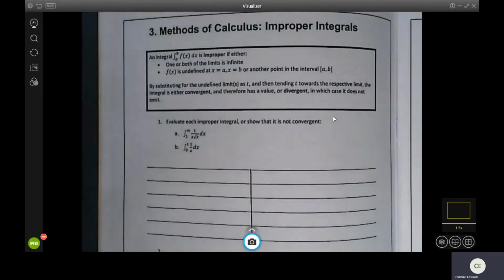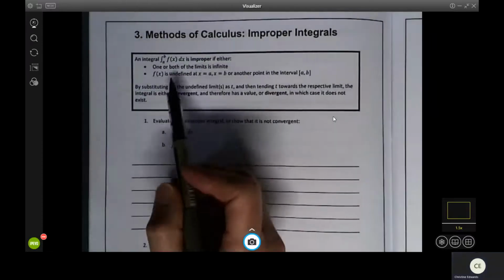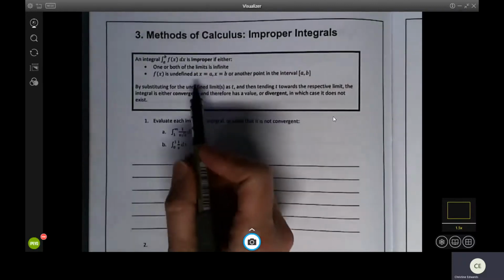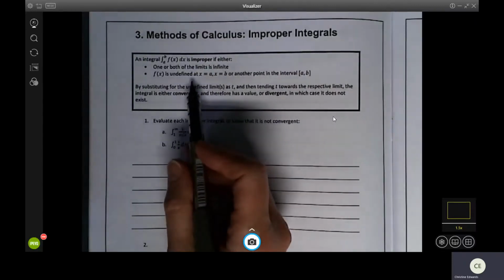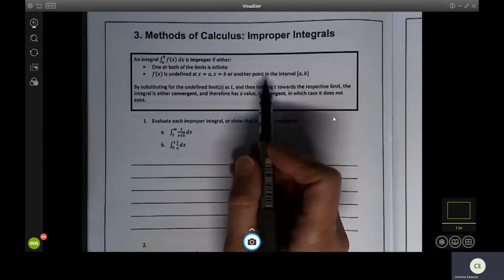This part of the course looks at what we call improper integrals, and they are improper if they have limits that involve infinity, or if the function itself isn't defined between the two values on the limit.